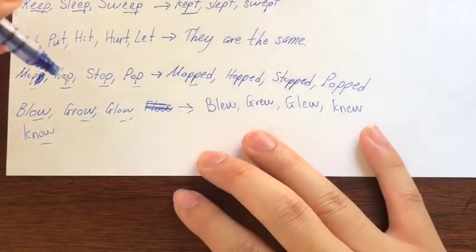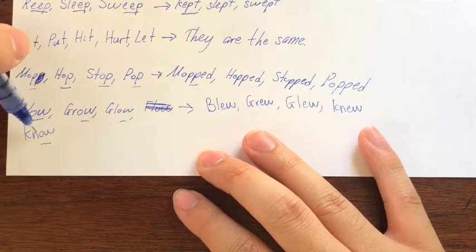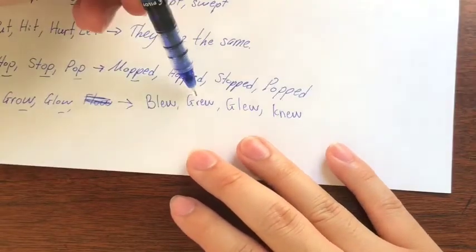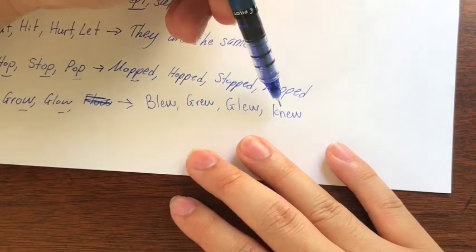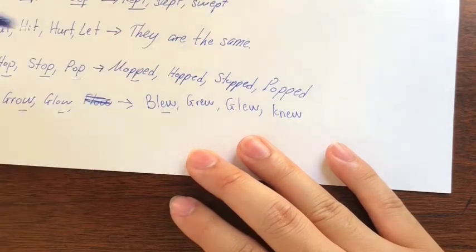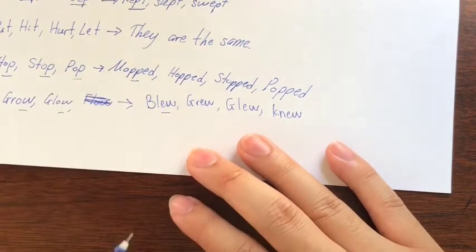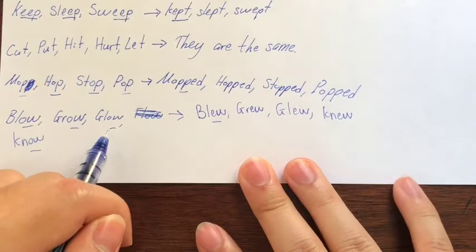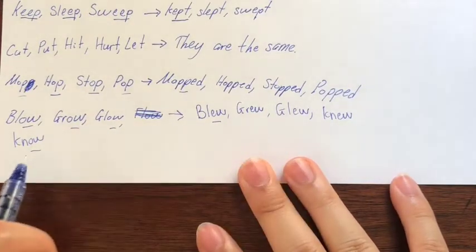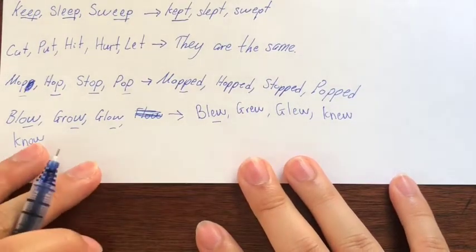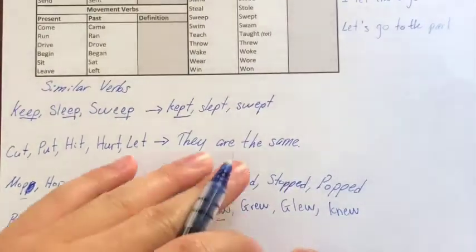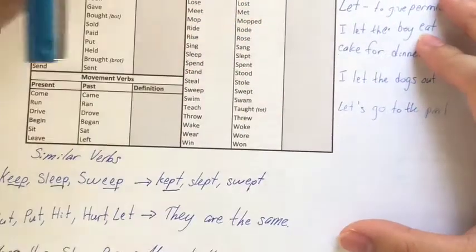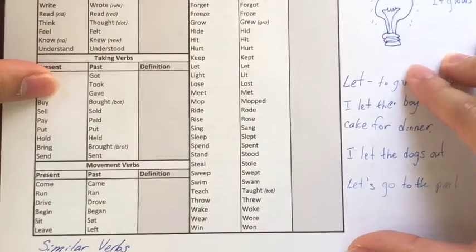So we have blow, grow, glow, and know. In the past tense, they are blew, grew, glew, and knew. We change the letter O to the letter E. Blow, blew. Grow, grew. Glow, glew. Know, knew. So these are some of the similar verbs in the past tense. But for everything else, there's no rule. You just need to remember them.